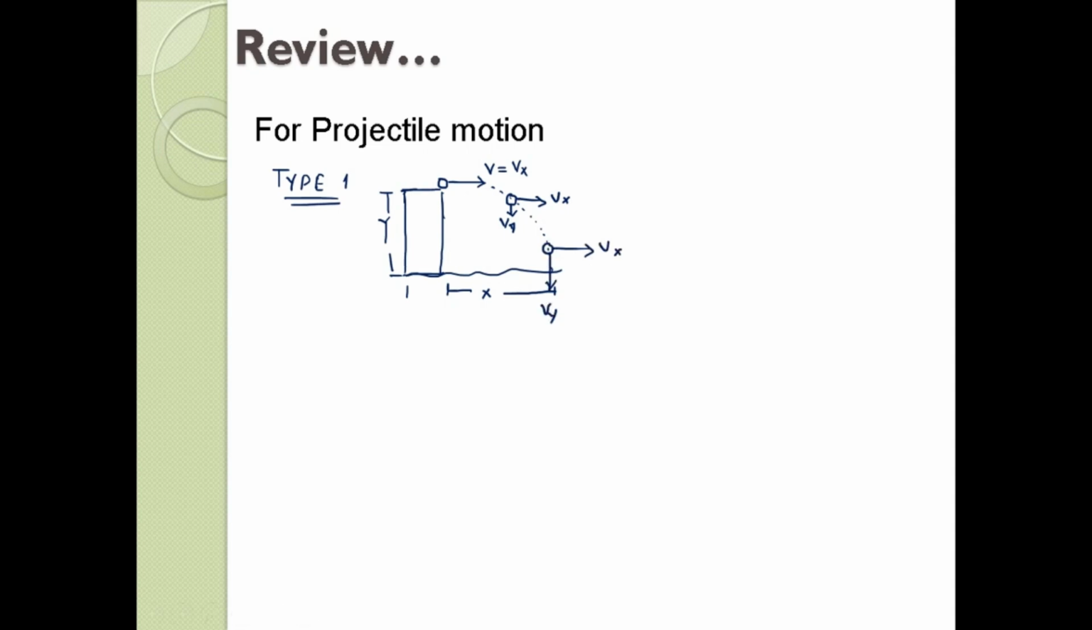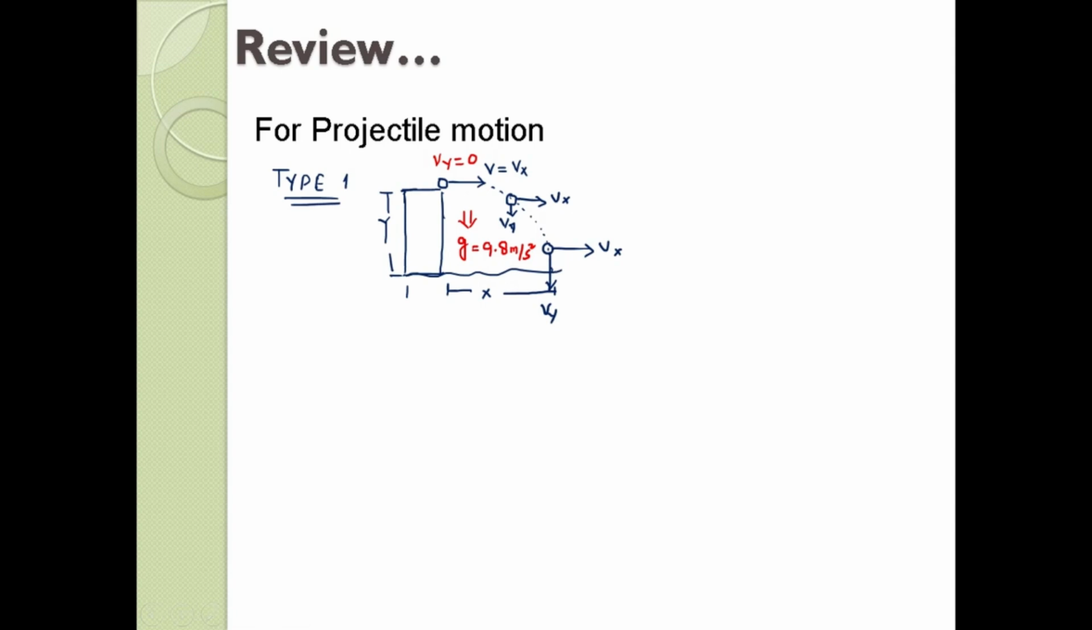So for this type of motion, you have to keep a few things in mind. Number one, initially there is no Vy. Vx is V, and acceleration as usual is always downward, and it will be g, that is 9.8 meters per square second, and we will keep this for the whole journey.